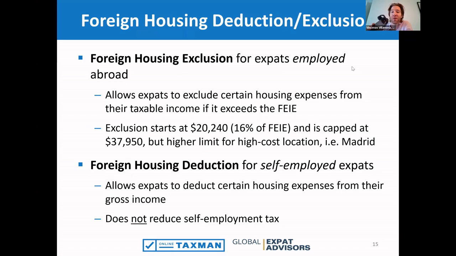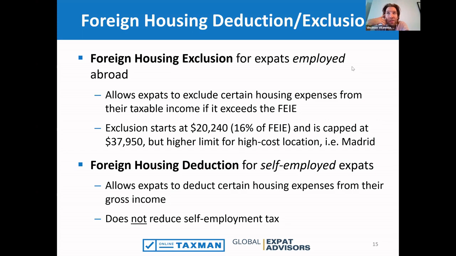Now, the foreign housing deduction or exclusion essentially is in addition to your foreign earned income exclusion, right? So it starts at 20,240, and what this is, it's sort of the US government wanting to level the playing field for people that live in high cost of living countries. So what it says is if you are paying over $20,000 per year in rent or repairs or renting a parking space, et cetera, if those costs are more than $20,000 per year, then anything over that amount you can exclude or add to the foreign earned income exclusion.